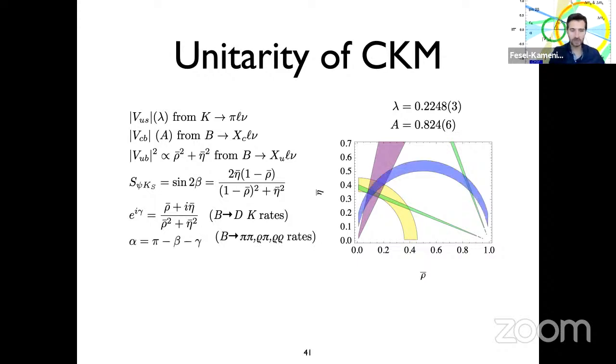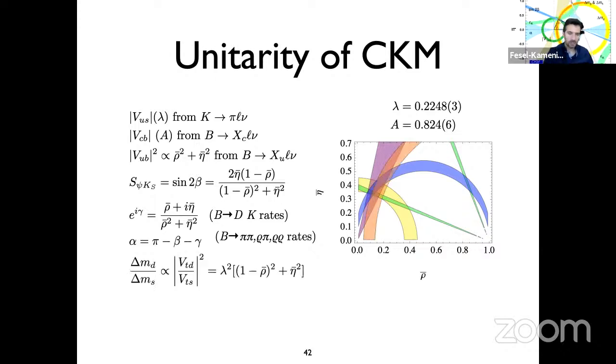Of course, there are other measurements which one can superimpose. So for example, there are related measurements using rates of B to DK, pi pi, rho pi and rho rho final states, which are sensitive to the third angle of the CKM triangle, namely alpha. And I don't write the expression in terms of rho bar and eta bar because it's somewhat lengthy and cumbersome. And so there are also measurements which are sensitive to the other sides of the triangles.